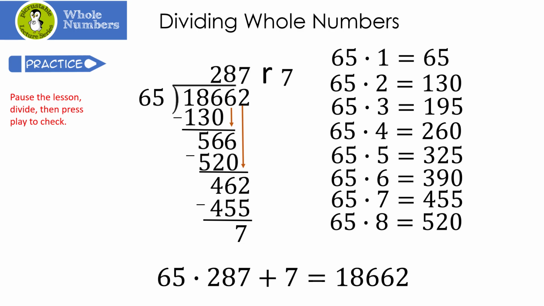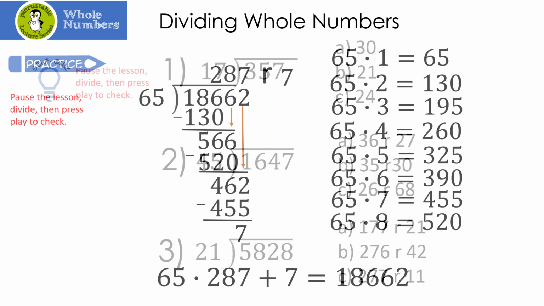We always want to check as our last step. 65 times 287 plus our remainder of 7 gives us 18,662. Awesome!